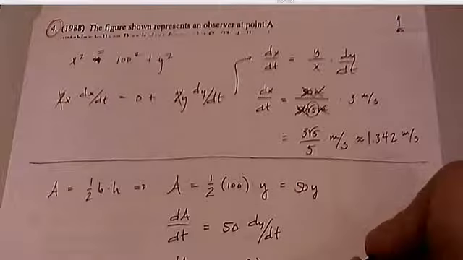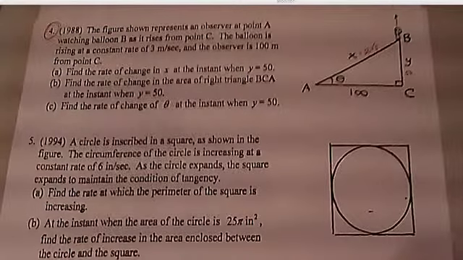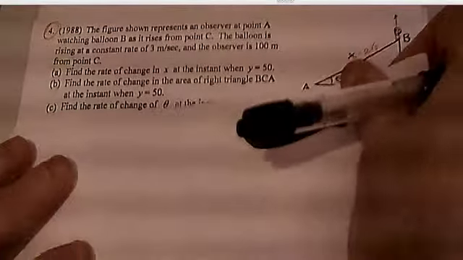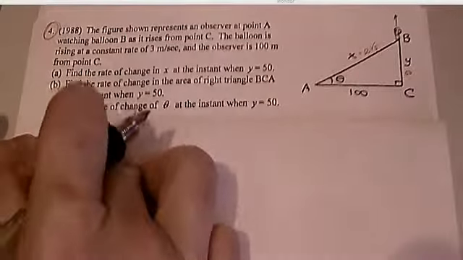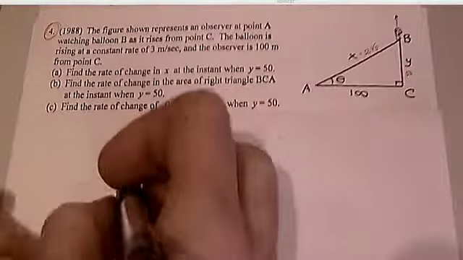Per second. Okay. And that is the answer to part B. The hard part, the part that usually gets people, is part C. So let's spend just a few minutes on part C. It asks for the rate of change of theta at the instant when y is equal to 50.